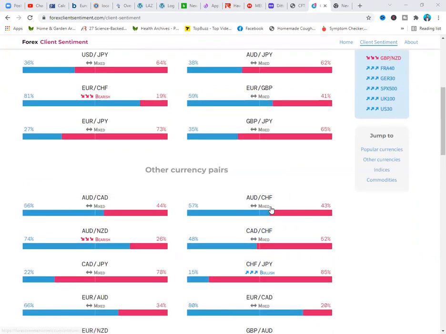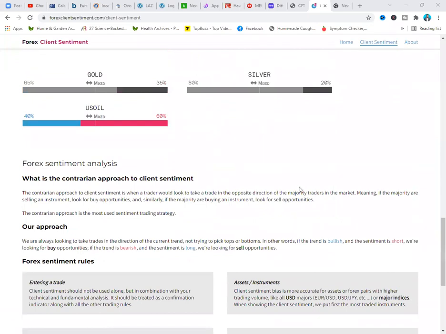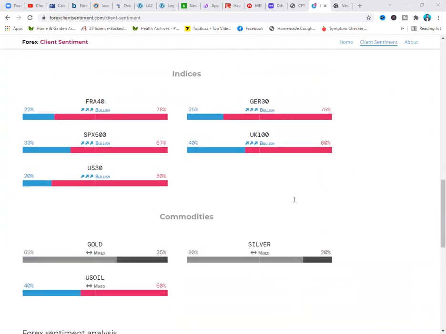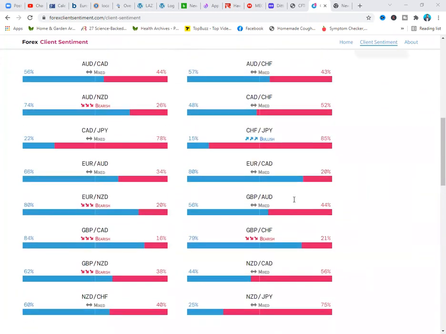So that is why the note here says, I love the note here, that if the majority are selling an instrument, look for buy opportunities. And similarly, if the majority are buying an instrument, look for sell opportunities. So once you know the direction, you go to your MT4, you do the analysis, you look for the direction where the banks will be going. This is how sentiment is traded.